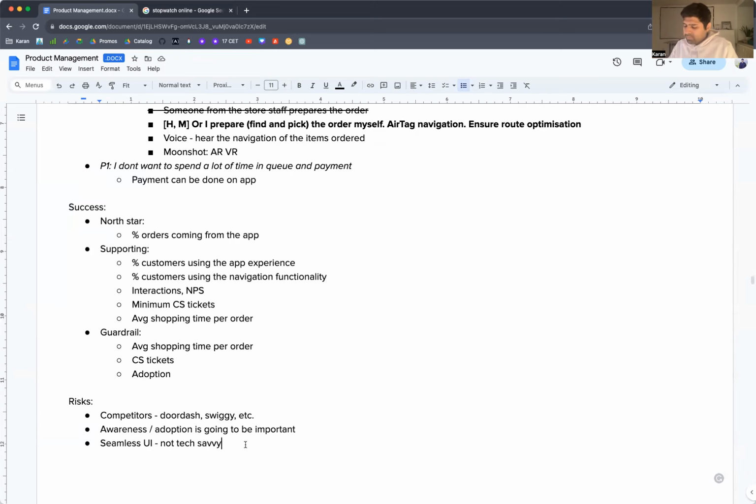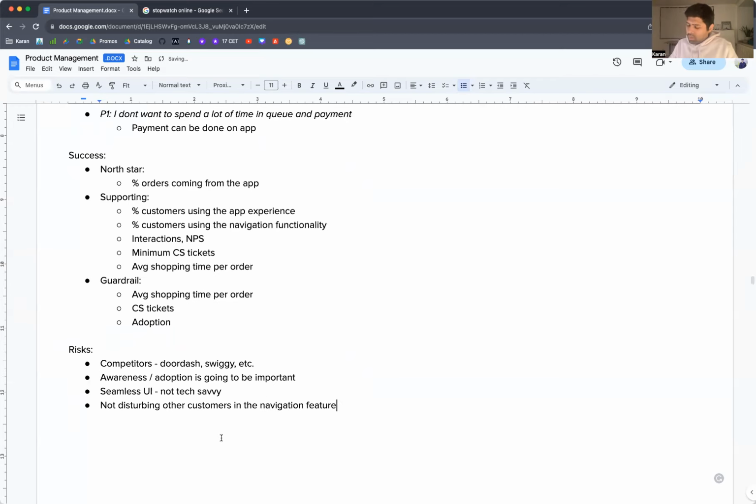and it creates a very simple experience. And when we are also considering voice, it creates an experience where you are not disturbed by others, because at any particular time there might be thousands of customers in the Walmart store. So we need to make sure that the guidelines and the navigations are working for you individually, and your navigations are not disturbing anyone else. So that's also something to keep in mind. Not disturbing other customers while in the navigation feature.